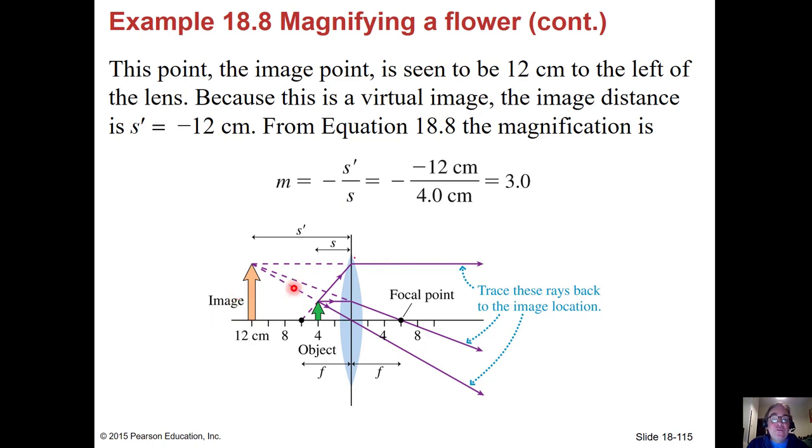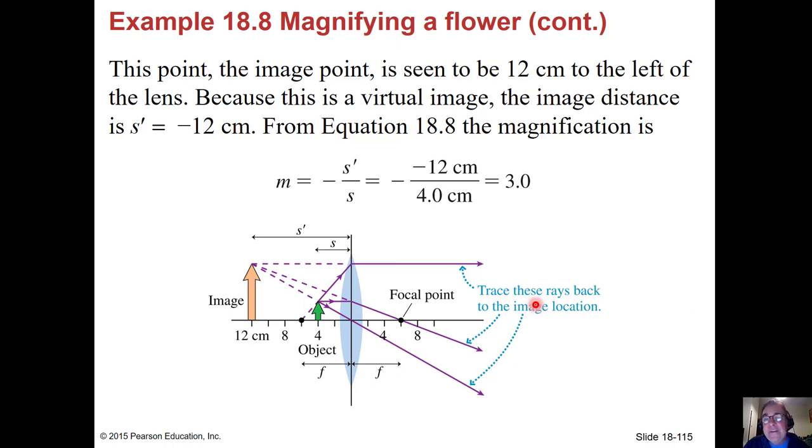So it's a virtual image, so we know that S prime is negative, so we've got the minus sign here. S prime is negative, that's why it's minus 12. We had to come up with that on our own. We know it's a virtual image, so we know S prime is negative, formed on the same side as the object, and then divided by the object distance. So the magnification turns out to be 3. So the object is actually 3 times bigger.